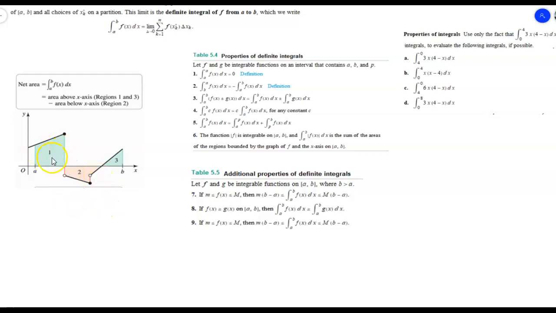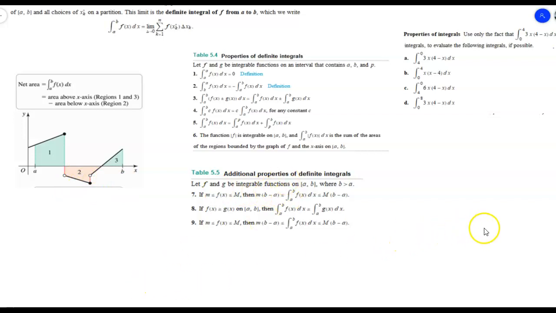Now in this case, it looks like there's more area above the x-axis than below it. So I would suspect that if we were taking the definite integral of this function, we would get a positive number because there's more area above. If there was more area below, I would expect to get a negative number.